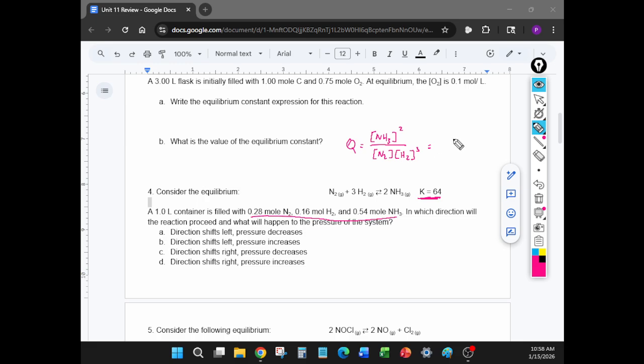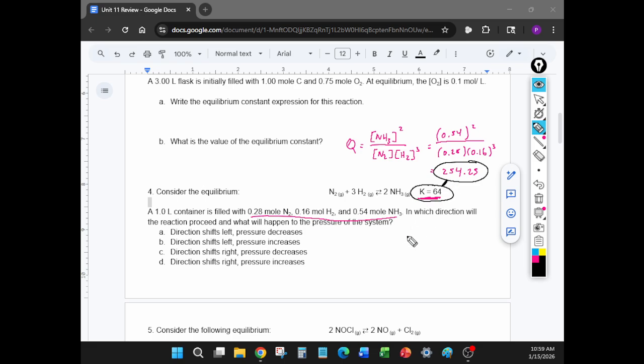If you look at NH3, it'll be 0.54, and we're going to square it, divided by N2, which is 0.28, and then we got 0.16, and that'll be cubed. Okay? All right, if you solve it out for Q, I got about 254, something around there. Okay, if you got the 0.25, that's fine, but it's not going to make a big difference. Because all we're going to do with Q now is we're going to compare it with K. Okay, so we're going to compare these two values.